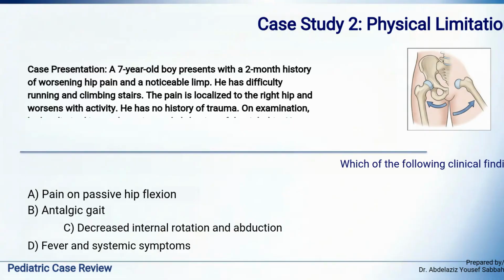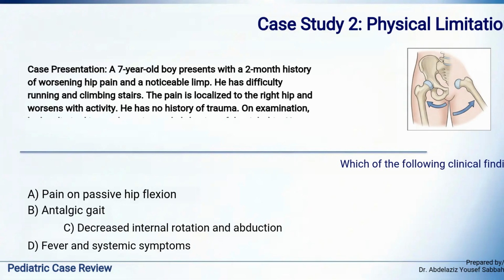Physical limitations in hip pain. A 7-year-old boy presents with a 2-month history of worsening hip pain and a noticeable limp. He has difficulty running and climbing stairs. The pain is localized to the right hip and worsens with activity. He has no history of trauma. On examination, he has limited internal rotation and abduction of the right hip. He walks with a Trendelenburg gait.